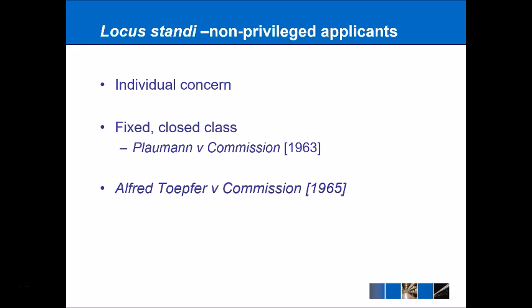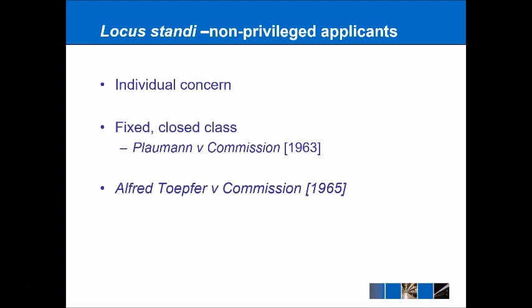So I guess the question then is, what does count as a fixed closed class? And we can look at the case of Alfred Toepfer to give an example from 1965. But we can see here from this Alfred Toepfer case that realistically the only chance you have of showing that you are individually concerned or part of a fixed closed class is where the legislation applies retrospectively. So in Alfred Toepfer, he applied for a license on the 1st of October, but the EU had placed a moratorium on that particular date for 24 hours.